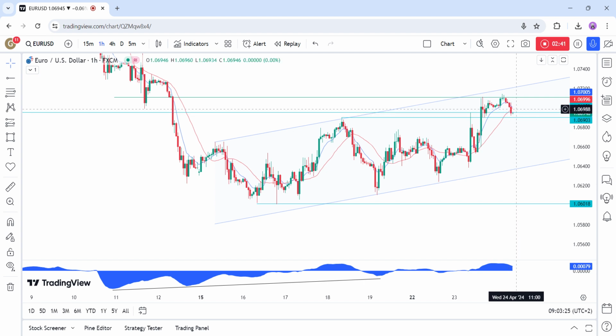This is where the buyers might want to step in with a defined risk below this level to position for a rally into the 1.08 handle. The sellers, on the other hand, will want to see the price breaking lower to increase the bearish bets into this bottom trend line around the 1.0640 level.